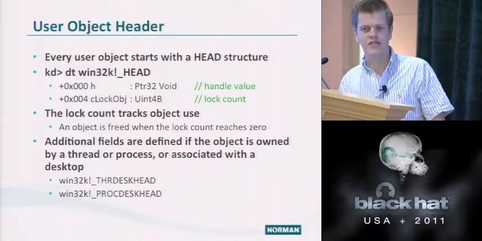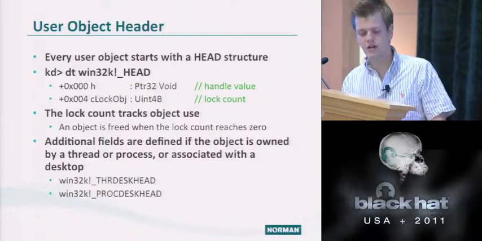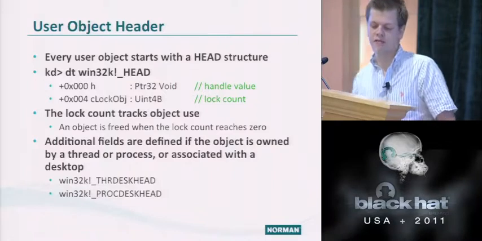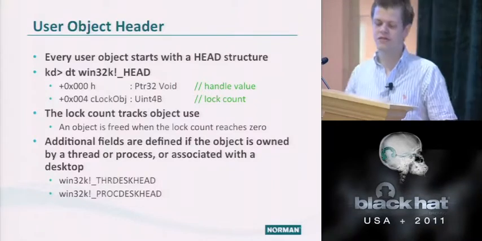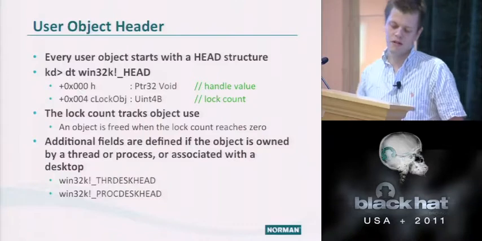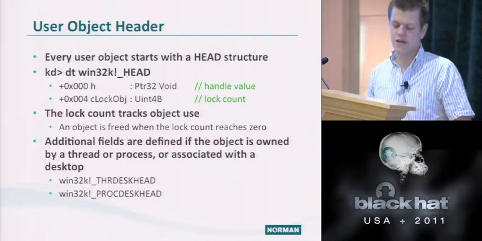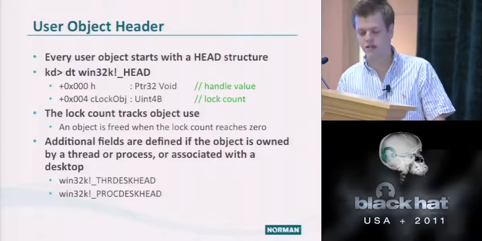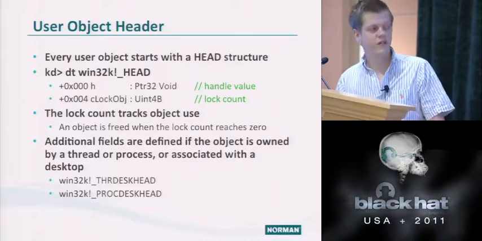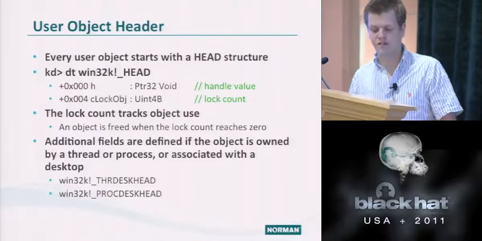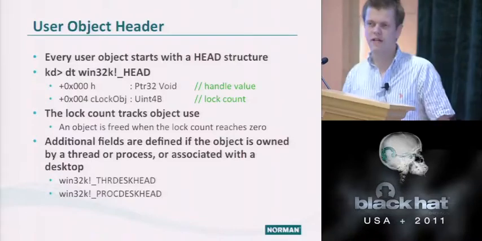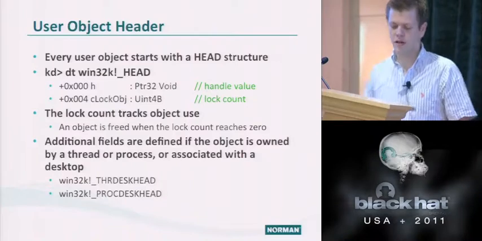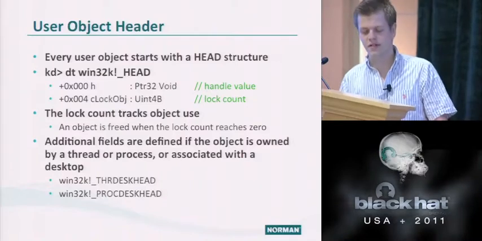All the objects start with a common header known as the head structure. And this holds the actual handle value and also a reference count that tracks object use. So this is one of the vulnerability classes, on the reference count, or mismanagement of the reference count. There's also additional fields defined if the object is owned by, say, a thread or a process, because then you want to know the context pointer to the thread or process object.